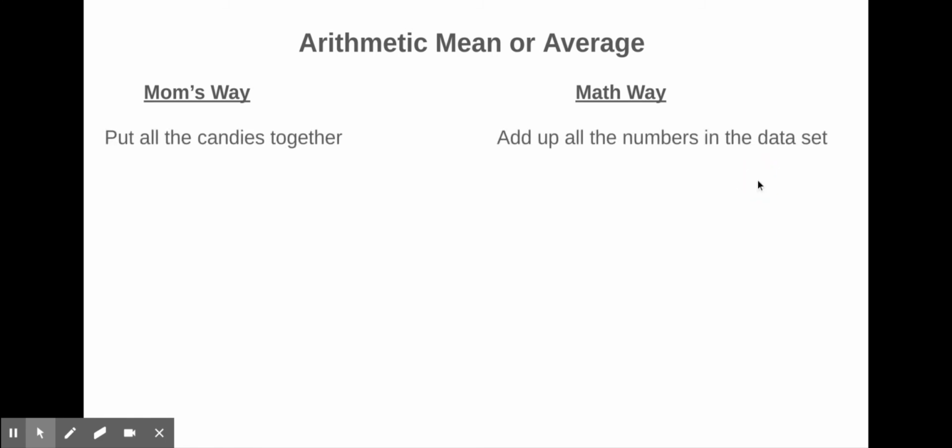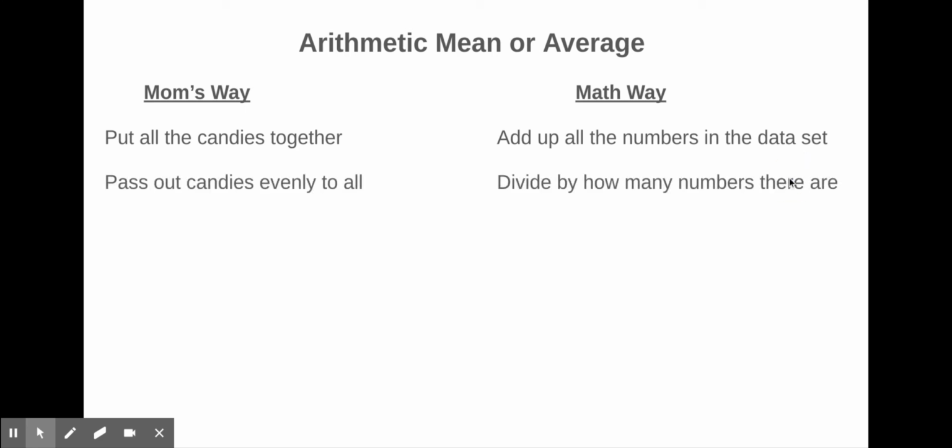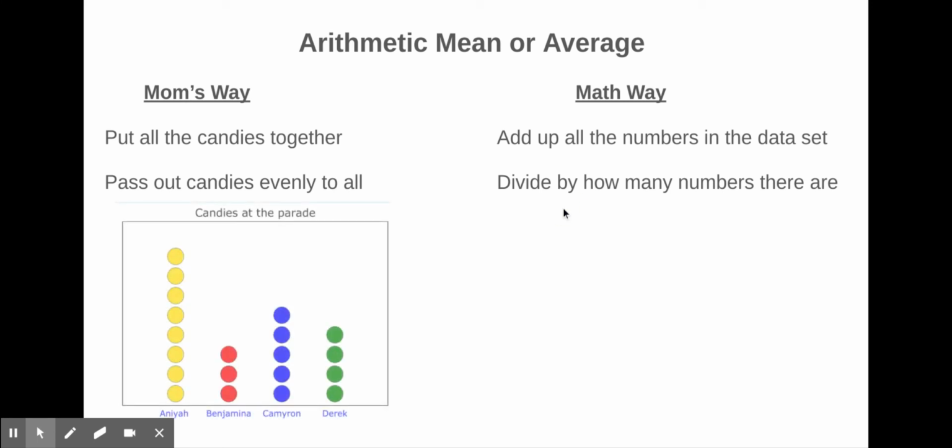The first thing mom did was made them put all the candies together. In math, we call that adding up all the numbers in the data set. Then mom made them pass out the candies evenly to all. That's dividing by how many numbers there are in the math way.